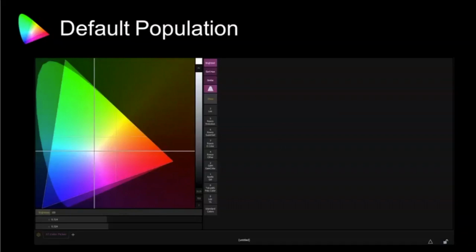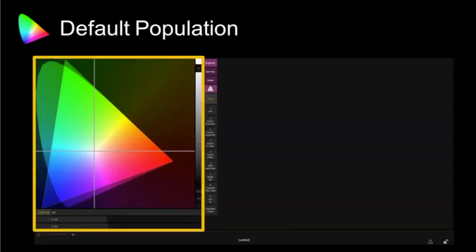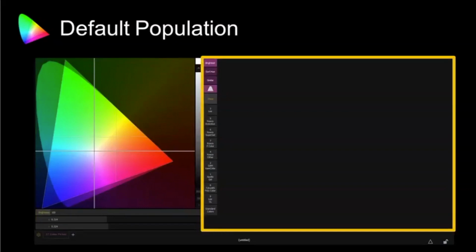And the default population of a color picker tab is two spaces. We've got the CIE 1931 space that will open up on the left-hand side. And then on the right-hand side, we open up the gel picker tool. We'll discuss more details about these tools in a little bit, but this is the default that we open you with because these are the most commonly used tools in the color system.